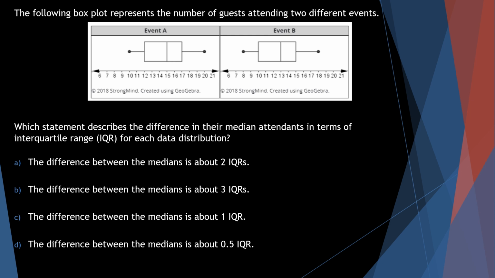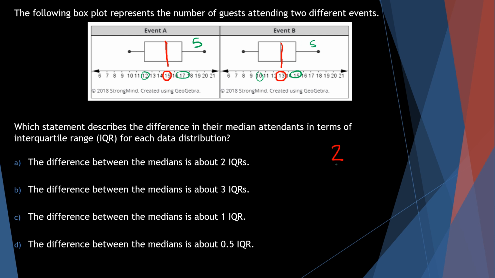Alright, we have a box plot here, two of them. We want to know which statement describes the difference in their median attendances in terms of IQR. Okay, so event A has a median of 15 and event B has a median of 13. If I subtract them, 15 minus 13 is 2. So the medians are 2 units apart. And the IQR, which would be the right side minus left side of your box, is 17 minus 12, which is 5, and 15 minus 10, which is 5.